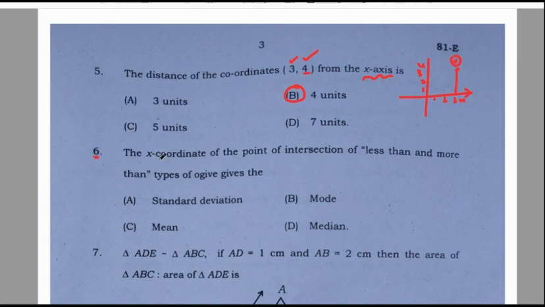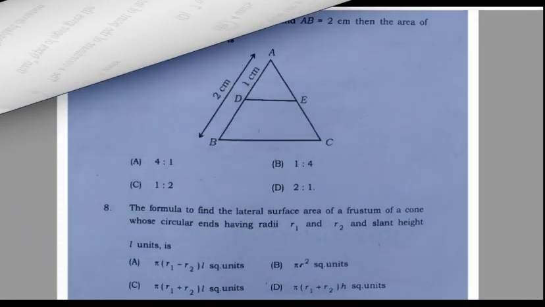students. Sixth question. The x coordinate of the point of intersection of less than and more than type of ogive gives you the median. Seventh question.